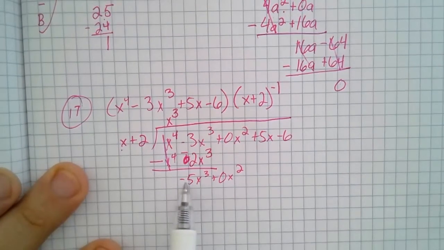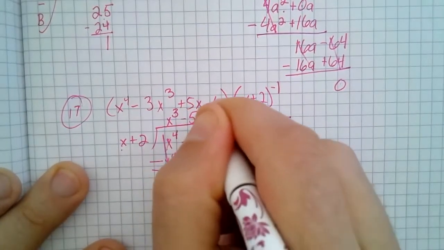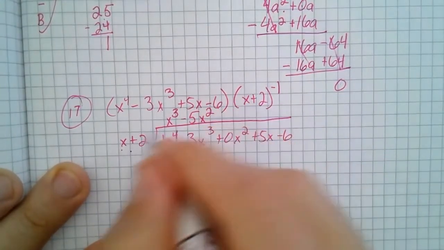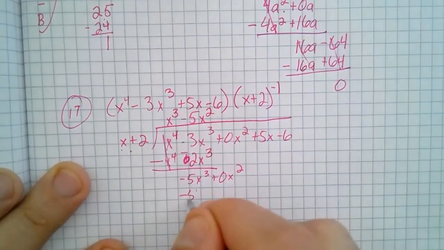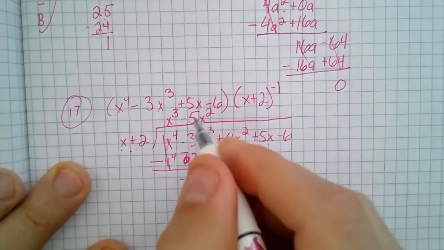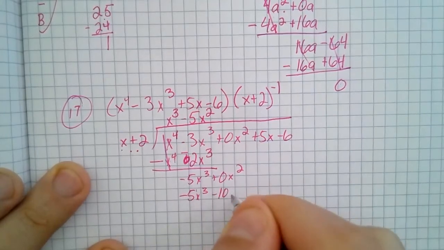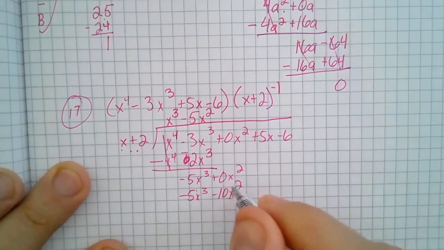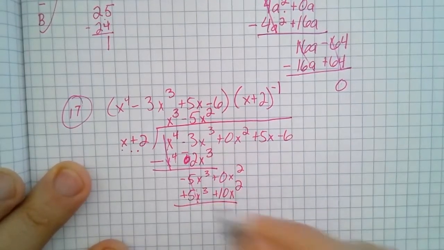How many times does x go into negative 5x cubed? Well, that's going to be negative 5x squared. We're dividing this by x. We multiply it back through now. Negative 5x squared times x is negative 5x cubed. This first term should always match, by the way, before you flip the sign. Negative 5x squared times 2 is negative 10x squared. This term does not have to match. Change the sign on everything in the second line. Cancel.